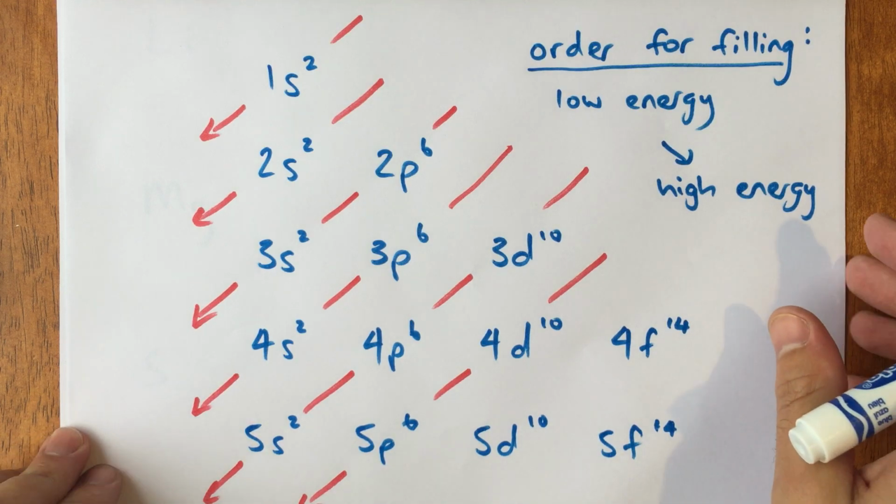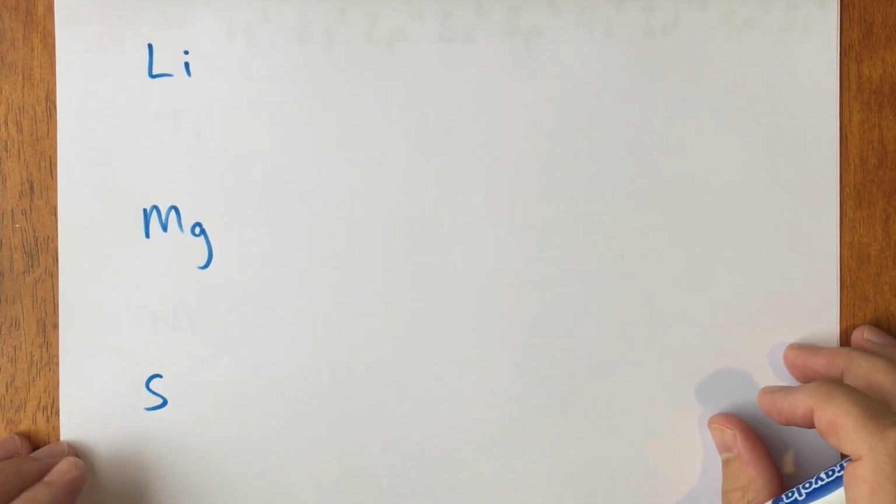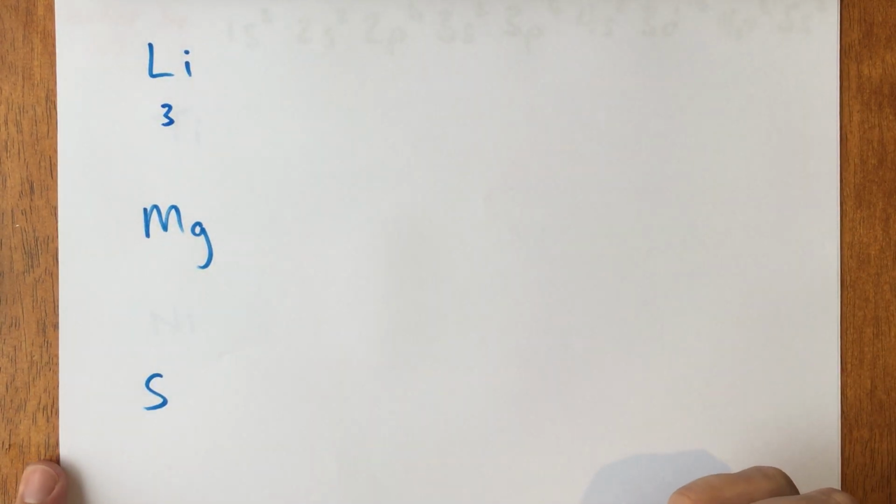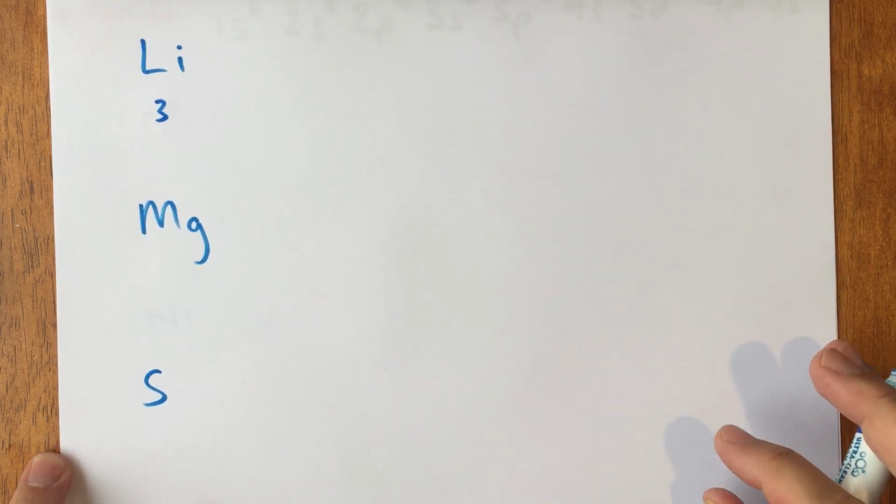Lots of detail. Let's work through some examples. That's the best way to tackle these problems. The 3 examples that we'll look at here are lithium, magnesium, and sulfur. Lithium has the atomic number 3. That means it has 3 protons and also 3 electrons.